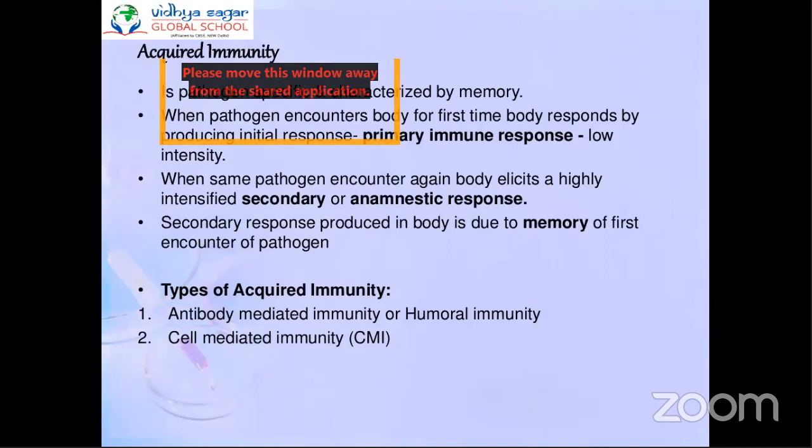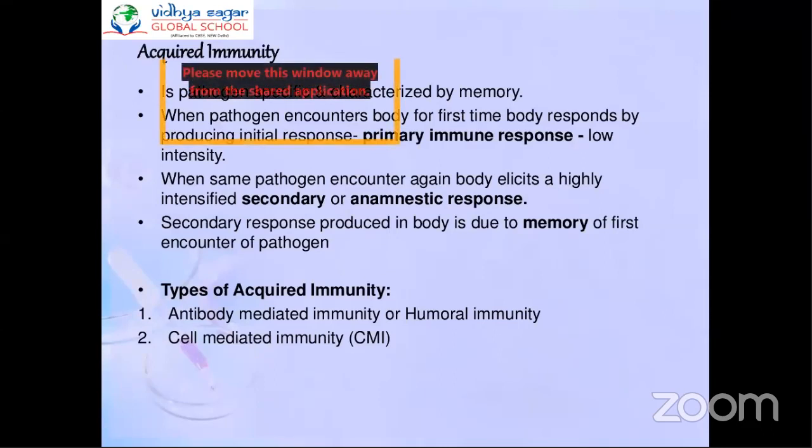Under the primary immune response, when a pathogen encounters the body for the first time, our body responds by producing an initial response. The first time the foreign particle enters, the response is called the primary immune response. In the beginning, the intensity is very low. When the same pathogen encounters the body again, the reaction is highly intensified. That is called the secondary immune response or anamnestic response. The secondary response produced in the body is due to the memory of the first encounter with the pathogen. So there are two types of response. The primary response is produced when the pathogen enters our body for the first time.